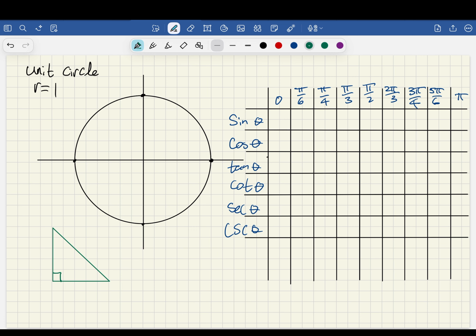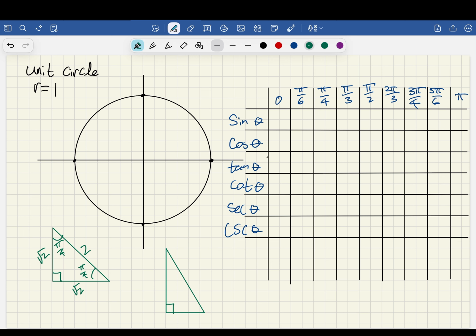When we have a right triangle with an angle of pi over 4, then we know that the other angle must be pi over 4. And we remember that the side ratios are the square root of 2, the square root of 2, and 2.